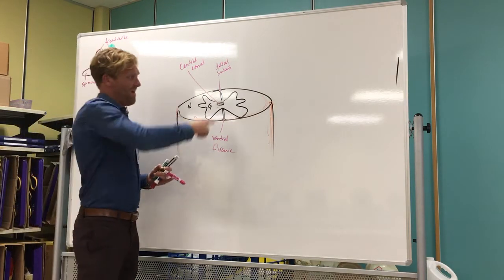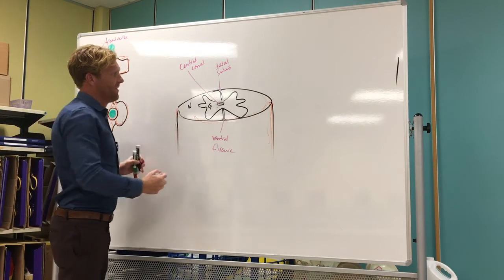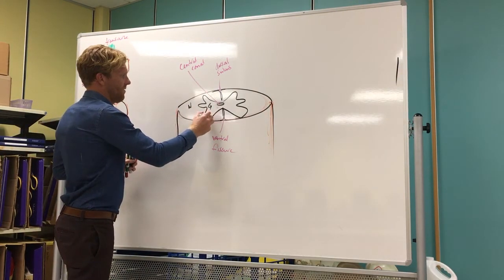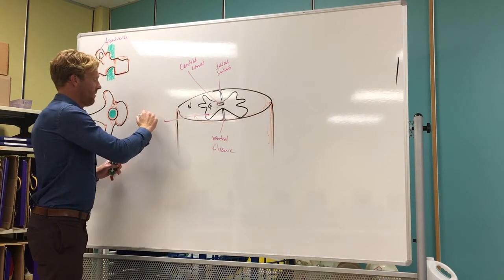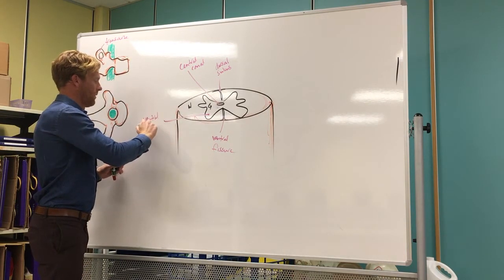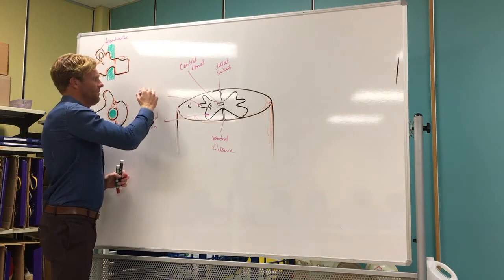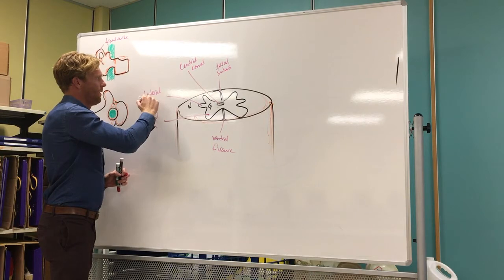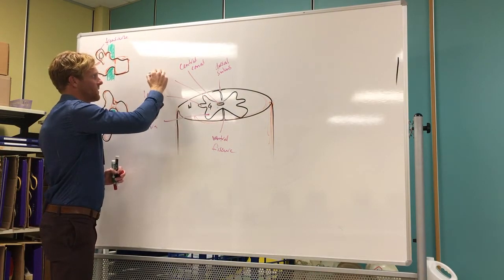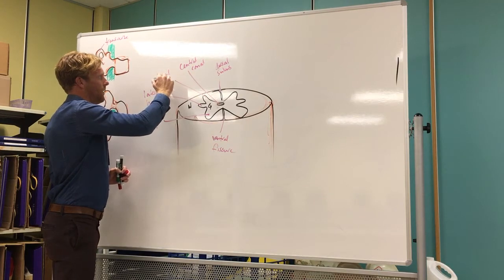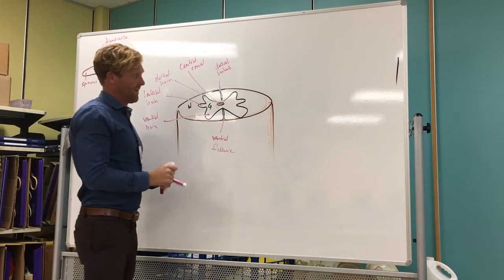This little shape of gray matter has some terminology associated with it. This little part of the gray matter, on the ventral side, is called the ventral horn. This is on the lateral side, it's called the lateral horn. And this guy is on the dorsal side, he's called the dorsal horn.